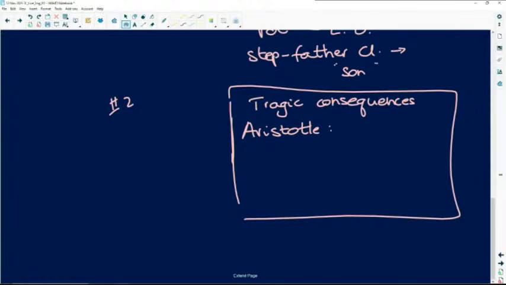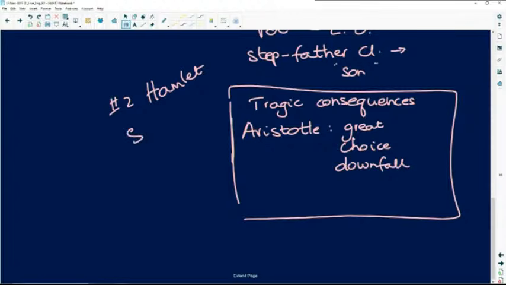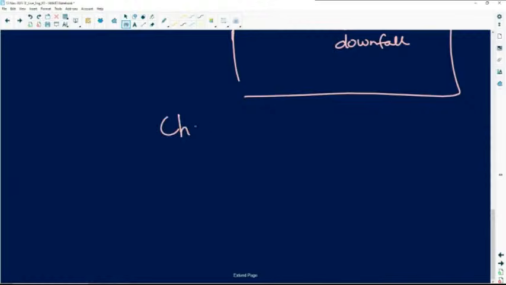So Aristotle argues that it's a great man or a man with great potential, and he makes the wrong choice, and that leads to his downfall or his destruction. So my second paragraph could be Hamlet. Hamlet is the sweet prince who is put in an impossible situation where he has to decide what to do. So he has to make a choice.